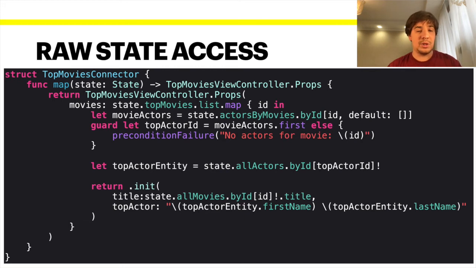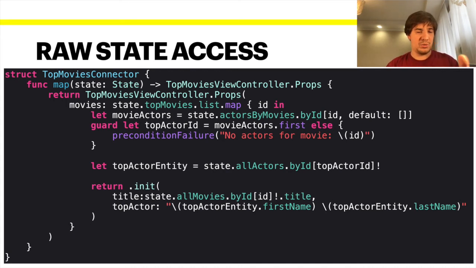So for movies, we need to go to the top list and map IDs, and then we need to extract the actors for movies by this ID, and we need to find the first actor, and then we need to extract the entity by ID again. So it's a lot of verbose code for a very simple operation.